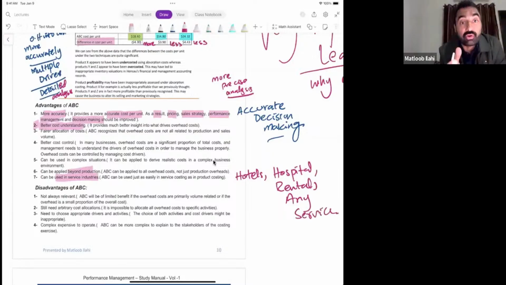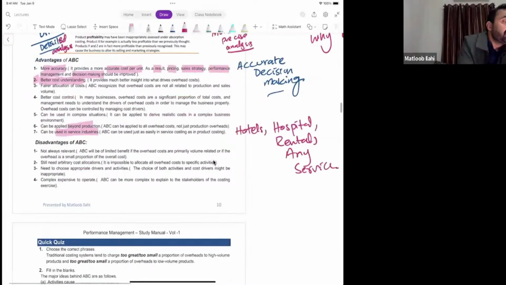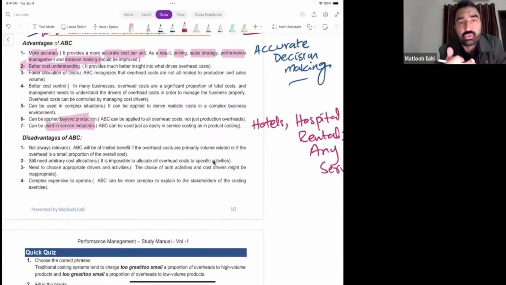I hope you understand. What are the drawbacks of ABC? It is not always relevant. Yes, it is not suitable for every situation. To apply ABC, you need certain criteria. You need to make sure that there is a suitable situation to apply ABC. Two, it still needs arbitrary cost allocation. It is possible that you may not be able to find a suitable cost driver for a particular activity. So you need to allocate those overheads on an arbitrary basis.